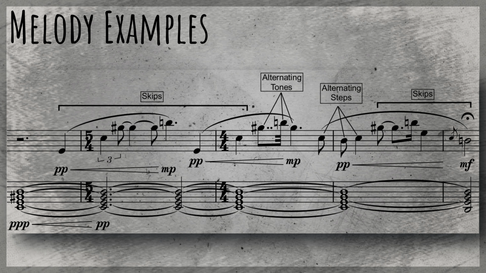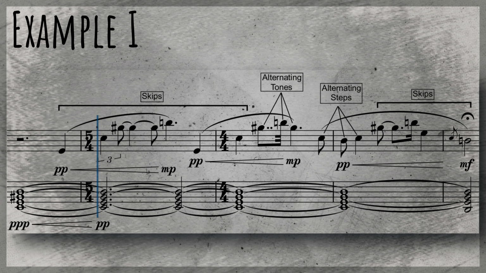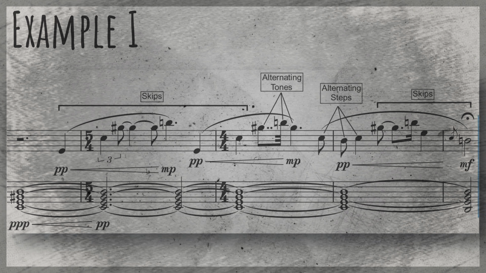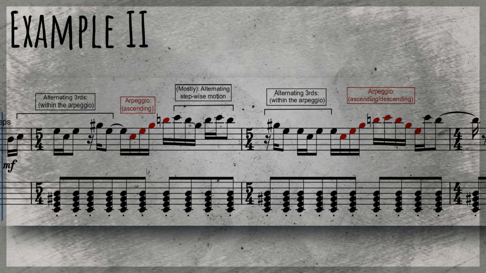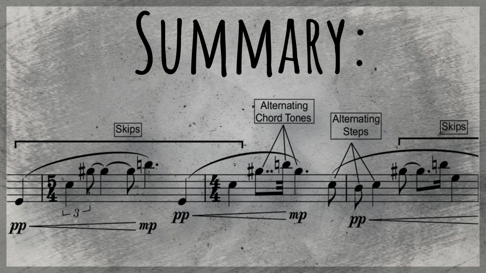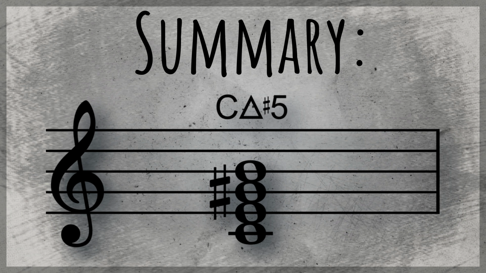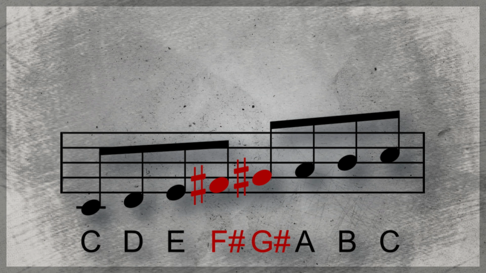Let's check some examples. This example is constructed mostly of skips or leaps. This example highlights the use of alternating pitches, along with the natural progression of the arpeggio. Ultimately, melodies combine steps and leaps, so simply use the chord as a guide and experiment with patterns that you like. Next, we have chord scale variations.